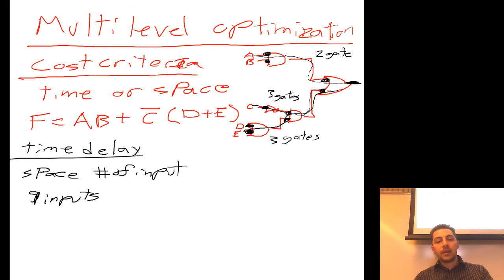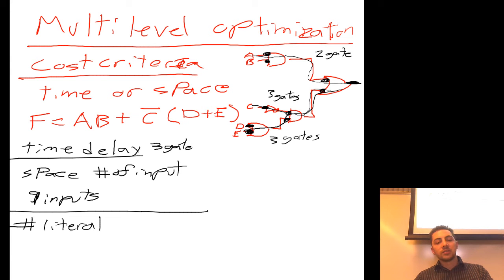So in the case of time delay, we've got 3 gate delays. In the case of space, we've got 9 inputs. The last way of looking at this is kind of space related. It's the number of literals. And in this case, we have 1, 2, 3, 4, 5 literals.